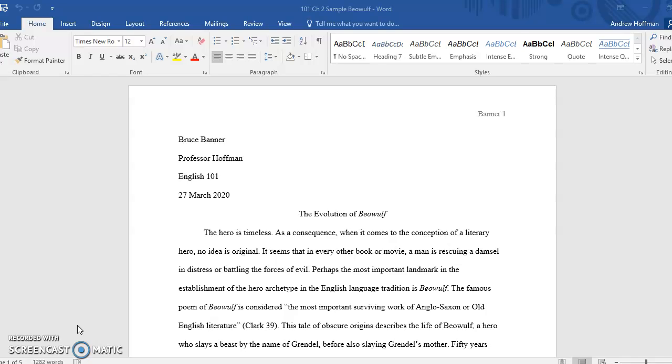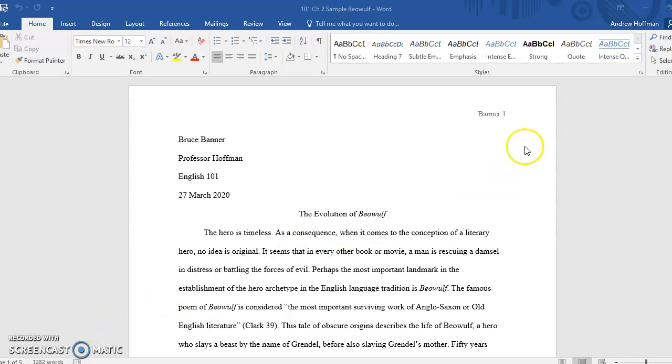So my student, Dr. Bruce Banner, he kind of was a hulk of a man, wrote this piece. Now, I want to just go over some major points with you so that you can explore this in more depth on your own. The point, of course, is not to recreate this exact same paper, but again, to give you a sense of what a good essay looks like. In this case, an essay on Beowulf.